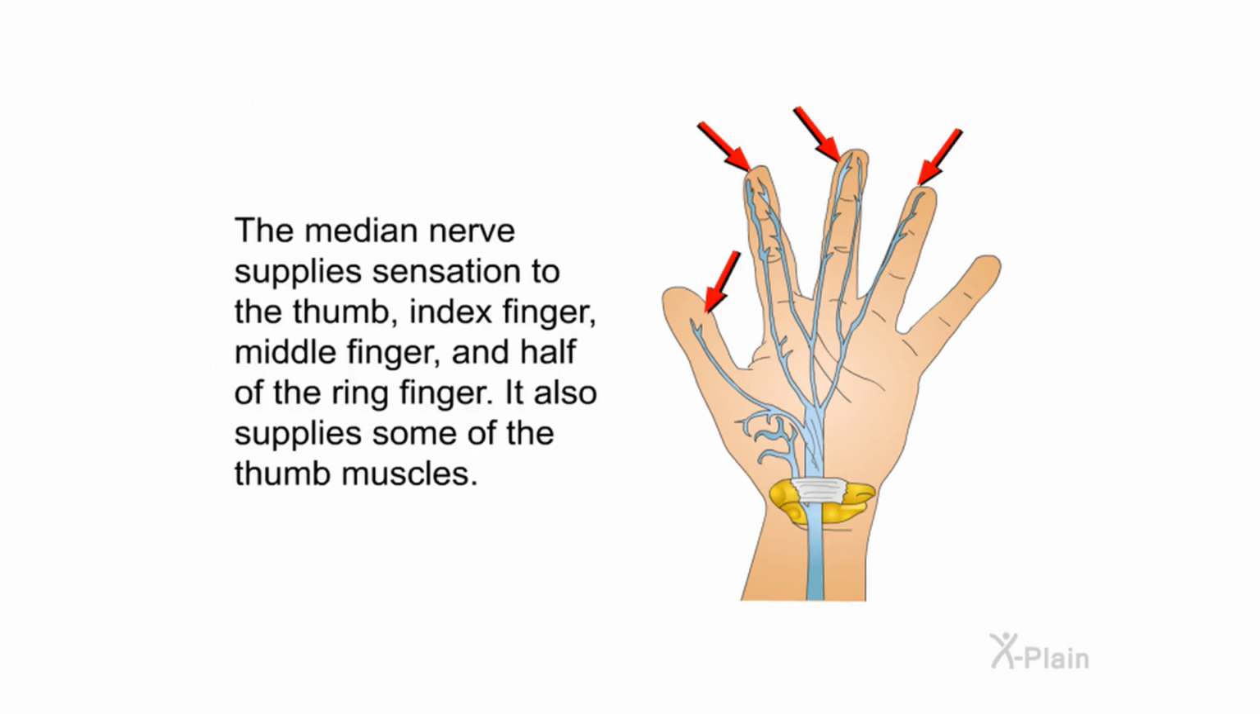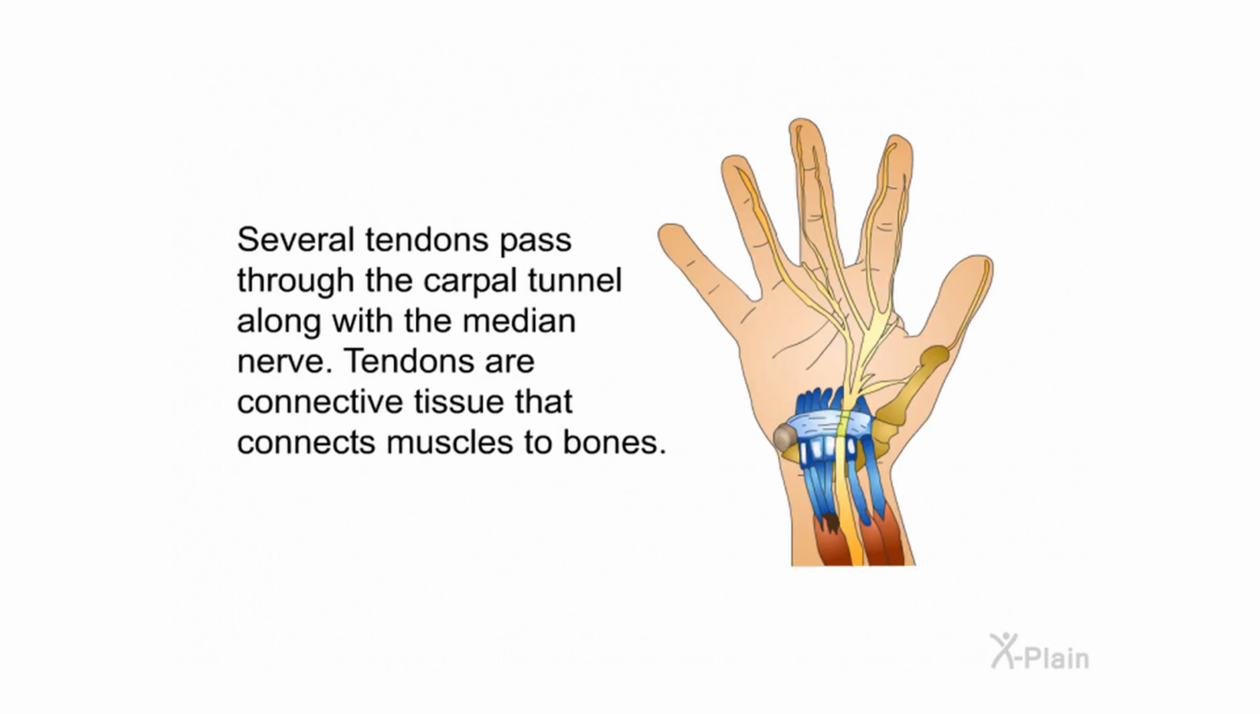The median nerve supplies sensation to the thumb, index finger, middle finger, and half of the ring finger. It also supplies some of the thumb muscles. Several tendons pass through the carpal tunnel along with the median nerve. Tendons are connective tissue that connects muscles to bones.